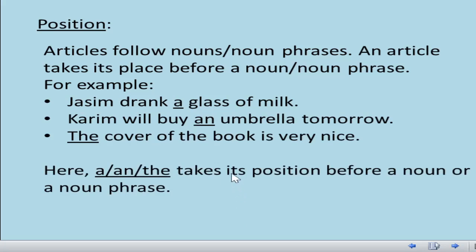So here, a is placed before a noun phrase. Here the noun phrase is a glass of milk. An is placed before umbrella. Umbrella is a noun. The is placed before cover of the book. Cover of the book is a noun phrase. So analyzing the examples, we see that a, an and the take their position before a noun or a noun phrase. So articles take their places before a noun or noun phrase.